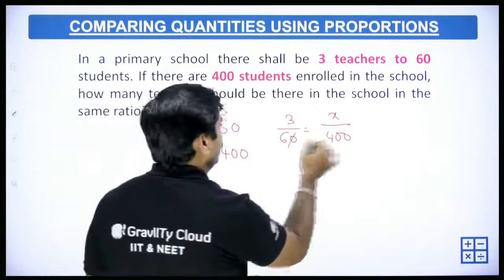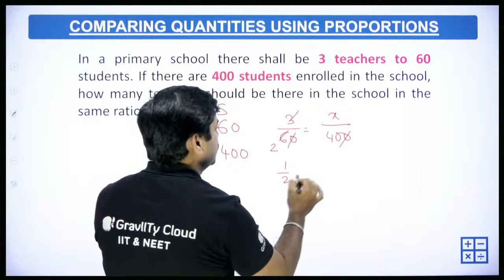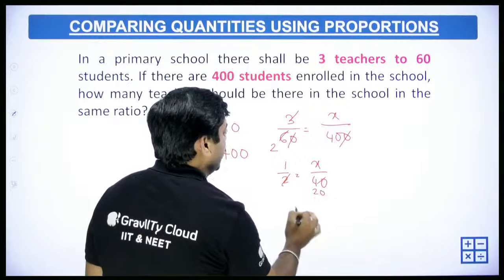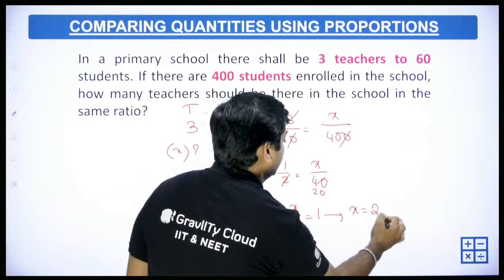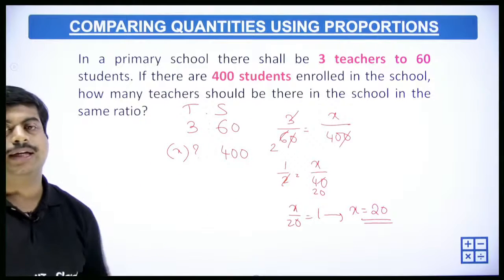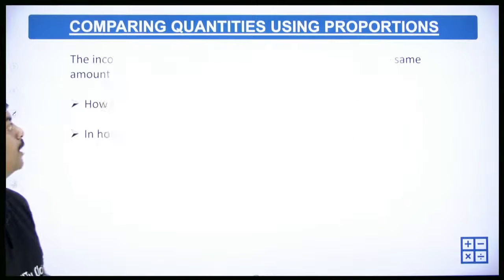So the zeros can be cancelled. 3 1s are 3, 3 2s are 6, so 1 by 2 is equal to x by 40. So 2 1s are 2, 2 20s are 40. So x by 20 is equal to 1, and from here the value of x is equal to 20. Right? So moving forward, let's try to understand this better.